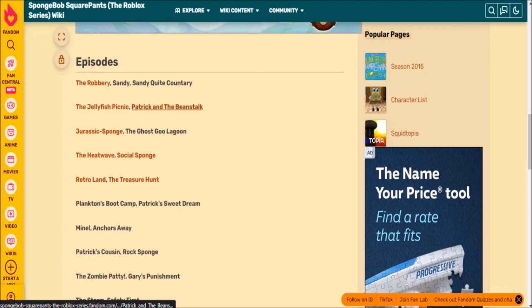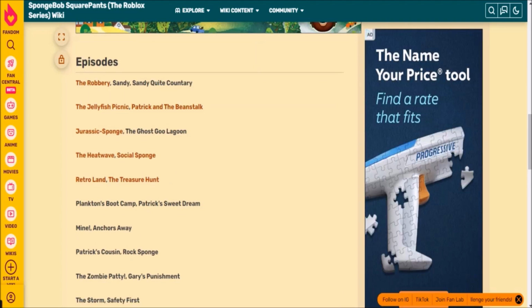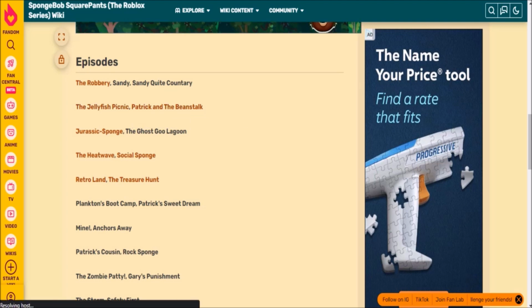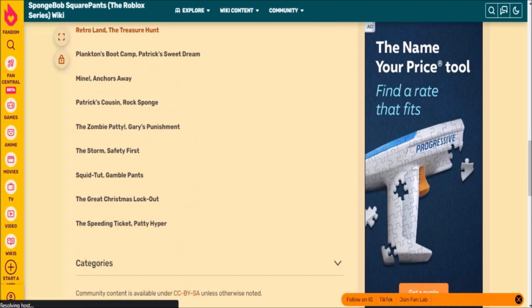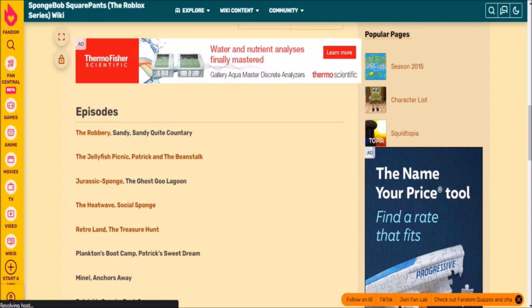So we got the episodes, The Robbery, Sandy Sandy Quite Contrary, The Jellyfish Picnic, Patrick and the Beanstalk, Jurassic Sponge, The Ghost of Goo Lagoon, The Heat Wave, Social Sponge, Retroland, The Treasure Hunt, Plankton's Boot Camp, Patrick's Sweet Dream, Mine, Anchors Away, Patrick's Cousin, Rock Sponge, The Zombie Patty, Gary's Punishment, The Storm, Safety First, Squid Tut, Gamble Pants, The Great Christmas Lockout, The Speeding Ticket, and Patty Hyper.